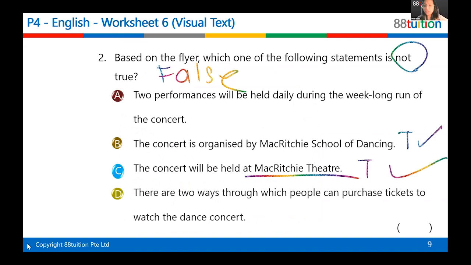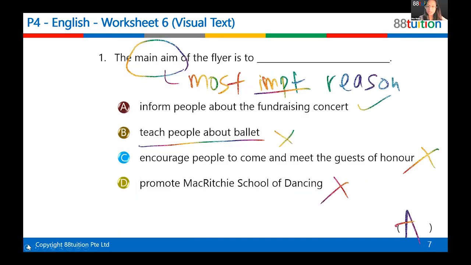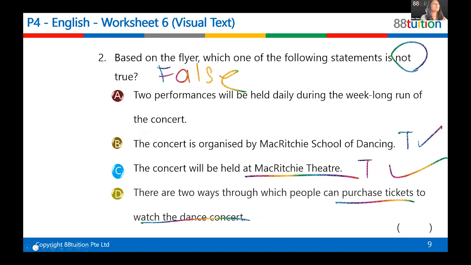There are two ways through which people can purchase tickets to watch the dance concert. Is this true? Two ways. Yes, you can either buy the tickets at the office, right, or visit online. So there are two ways of buying. So again, it's true. So this one is also true. So the only one that's left is this one.